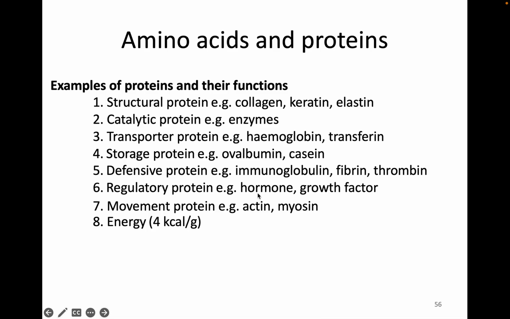Protein hormones and growth factors function as regulators. Actin and myosin in muscle support cellular internal organ and whole body movement. Finally, it can be metabolized for energy production in certain cases. Let's have a look. Albumin is the most abundant protein found in serum or plasma of human blood.